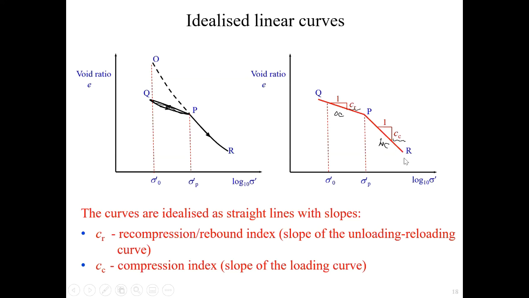Excuse me, sir. The CC ratio is the compression index, the slope of the loading curve. Is it the loading? Is the QP not the loading or unloading curve? QP is the loading and unloading, and CC is the original compression curve. You see, C is the compression, and R is the recompression. R stands for recompression.